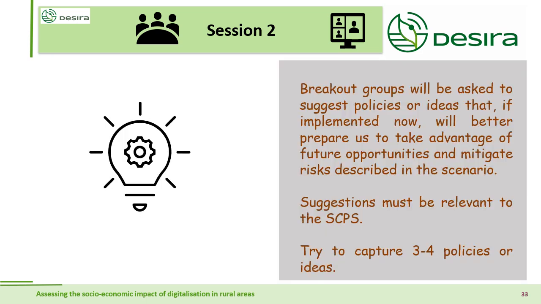Breakout groups will be asked to suggest policies or ideas that, if implemented now, will better prepare us to take advantage of future opportunities and mitigate risks described in the scenario. Suggestions must be relevant to the social cyber physical system. Try to capture 3 to 4 policies or ideas.